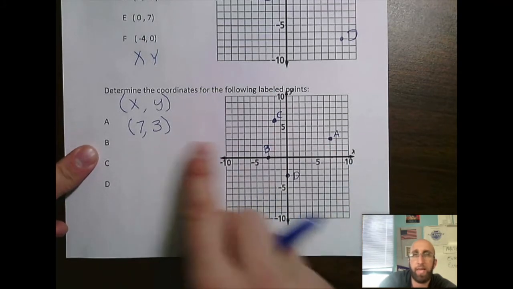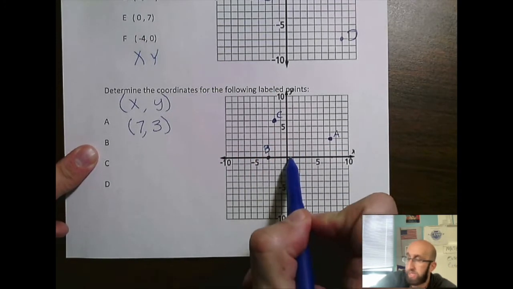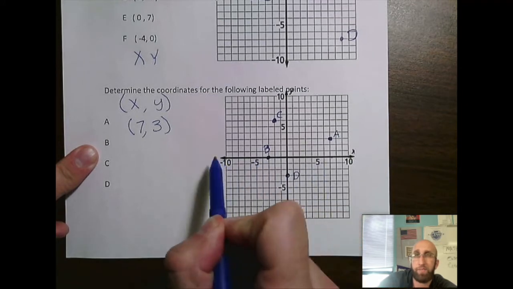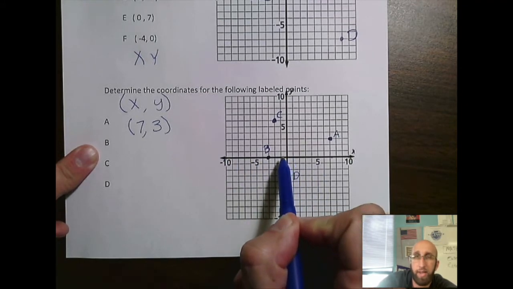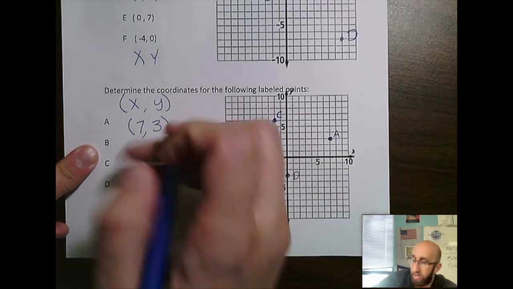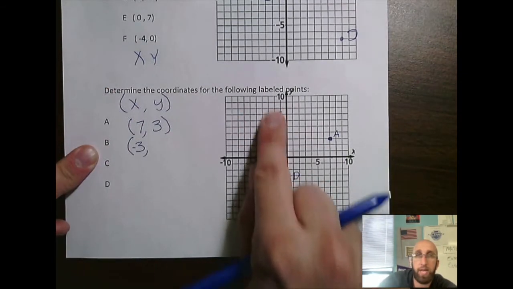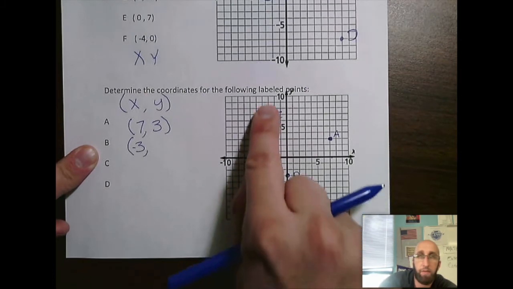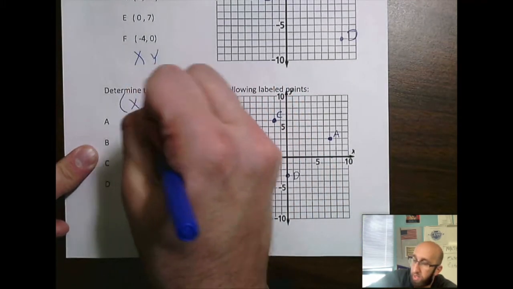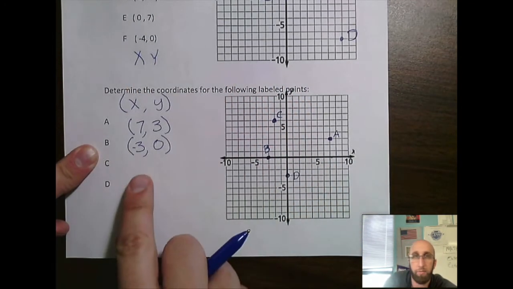Let's move on to B here. B is over here to the left. Since I'm moving left, we're going to count the X values first. That is a negative, so we're at -1, -2, -3 for the X value of B. But then notice I did not have to go up or down. If I don't have to go up or down, there is no counting. The Y value there is 0.